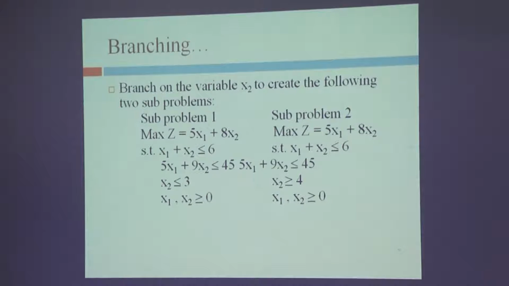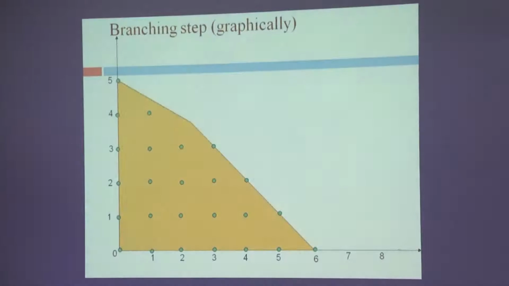So this is your divide and conquer: the big problem is divided. The objective function remains the same. The two given constraints remain the same. Additionally, the integer requirement I have removed because it is the LP relaxation which you are doing, and x2 is less than or equal to 3 in one, x2 greater than or equal to 4 in the other. So we are ending up with two LP problems.